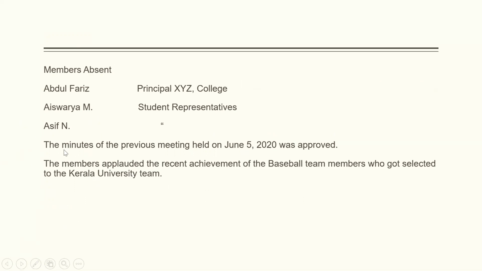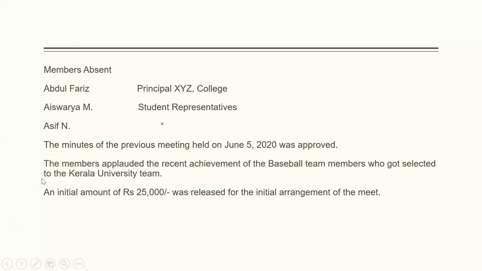Next, you begin a new paragraph, but from the margin itself: the members applauded the recent achievement of the baseball team members who got selected to the Kerala University team. So when starting, we can begin by mentioning some achievement. So the members applauded the recent achievement of the baseball team members who got selected to the Kerala University team.